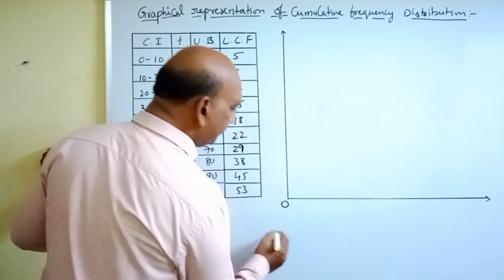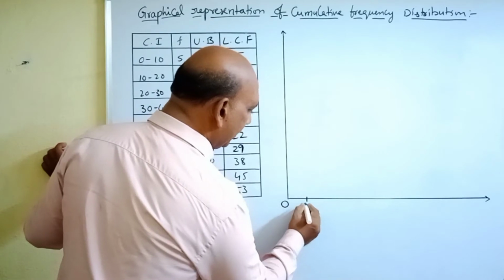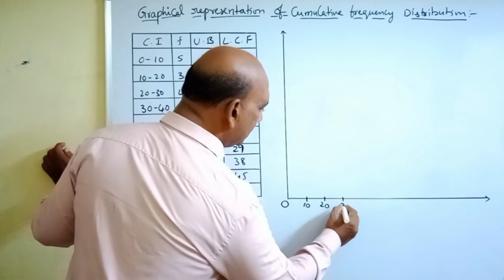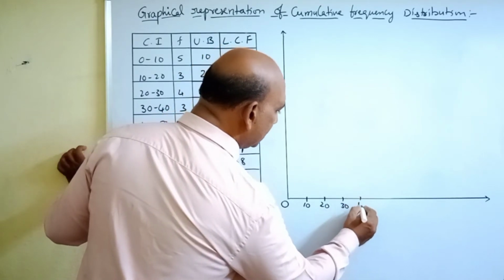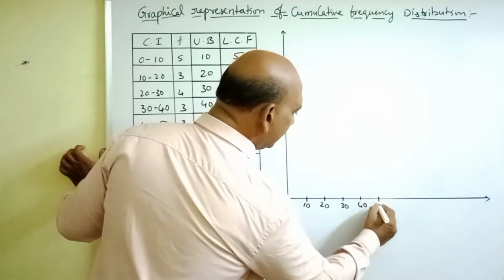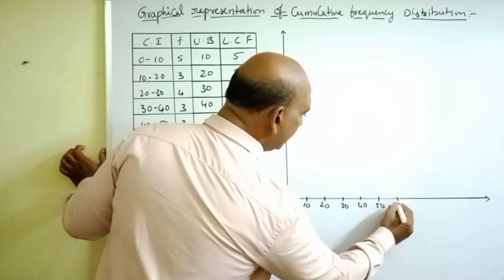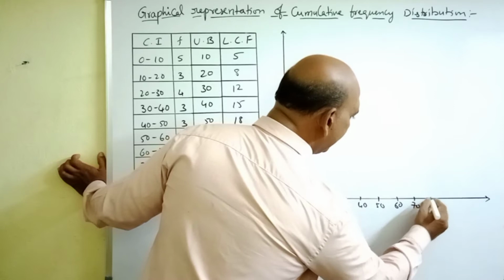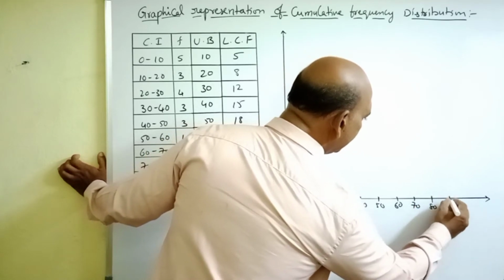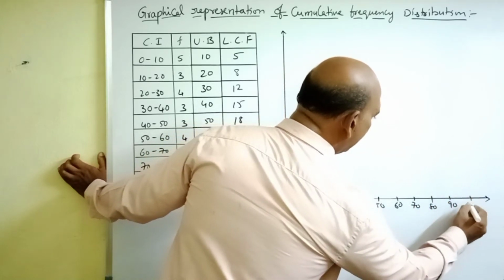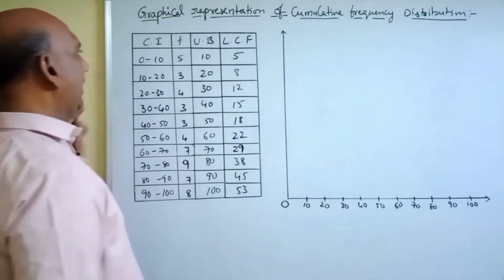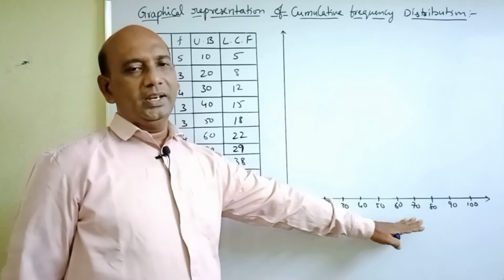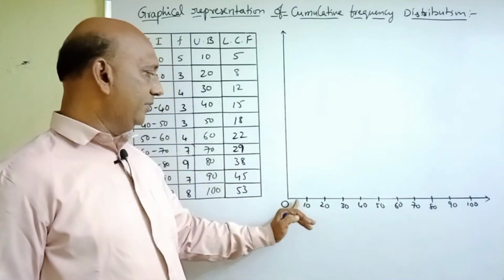Let it be 0, and the first unit is taken as 10, and the second unit is taken as 20, third unit is 30, fourth unit is 40, fifth unit 50, and the sixth unit 60, like that, seventh unit 70, 80, 90, 100. So, according to these values, we have taken the scale like this, 10 difference for every unit.